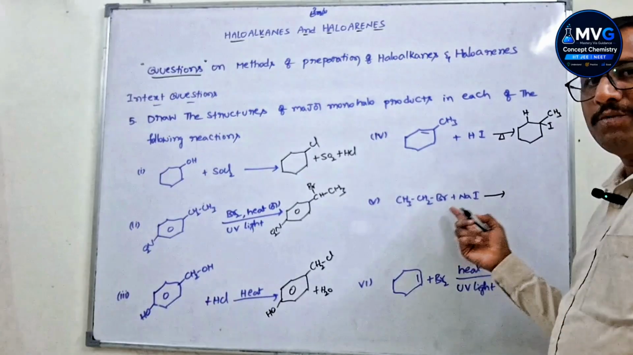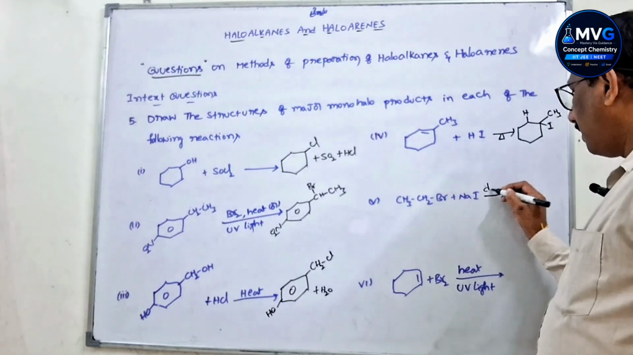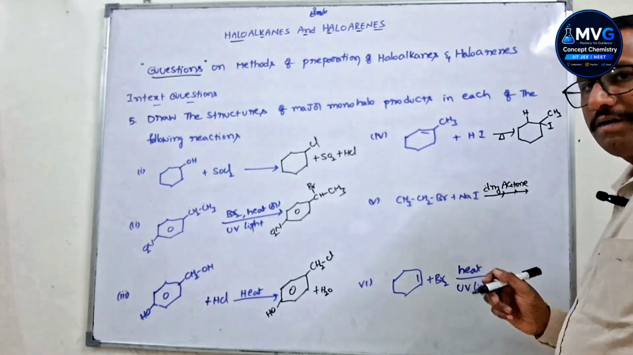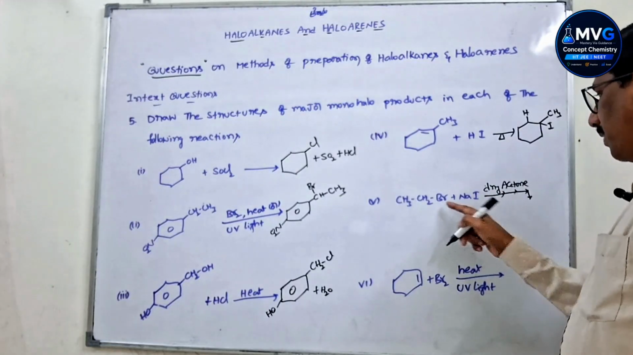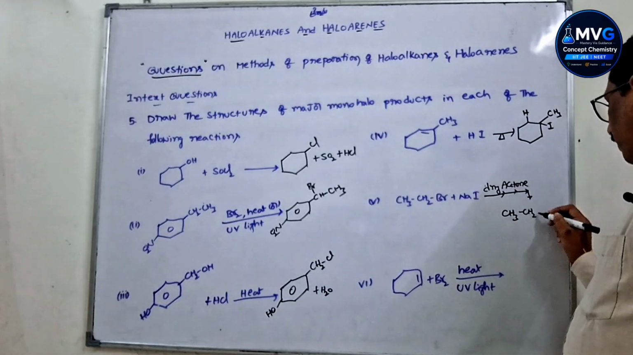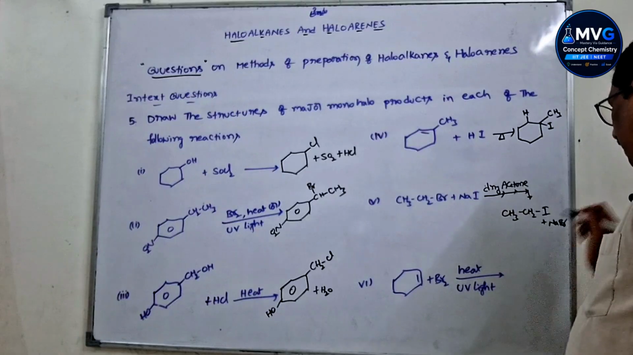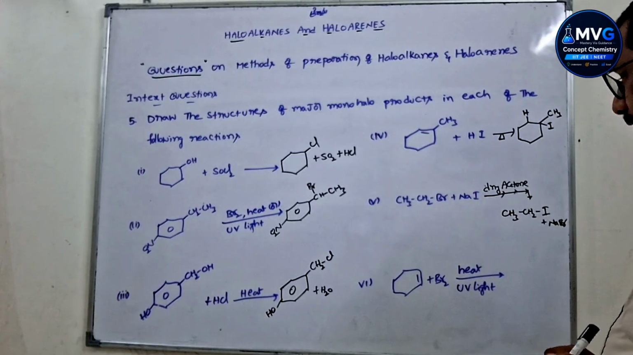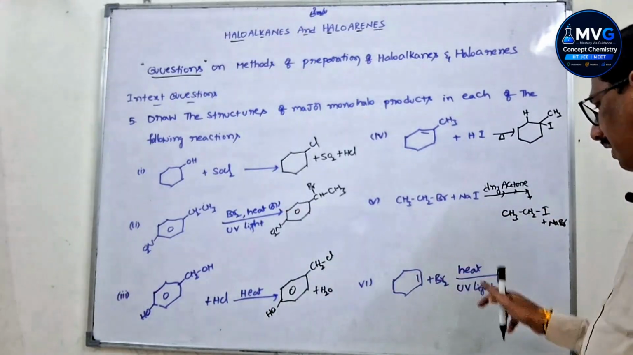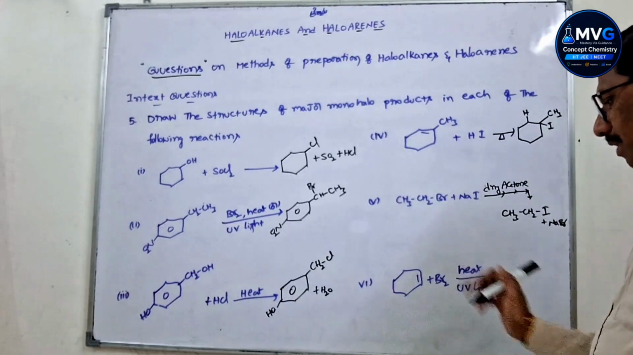Now here this is the Finkelstein reaction, students, in the presence of dry acetone. What is the product here? Just replacing bromine with iodine. CH3CH2I plus NaBr is the byproduct. Now here also, students, heat and sunlight are given, which means the reaction will take place on the alkane part.